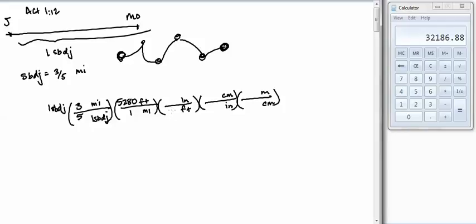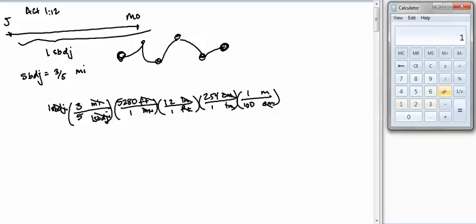I can go from feet to inches. 1 foot is 12 inches. 1 inch is 2.54 centimeters, and 100 centimeters is 1 meter. Looking at the units, Sabbath day's journey cancels out with Sabbath day's journey, miles cancel out with miles, feet cancel out with feet, inches, centimeters, centimeters, and then I just plug this in my calculator. That would be 1 times 3 times 5280 times 12 times 2.54.